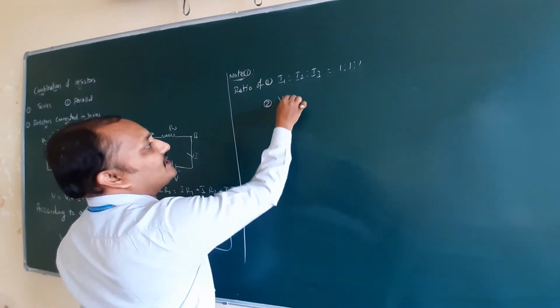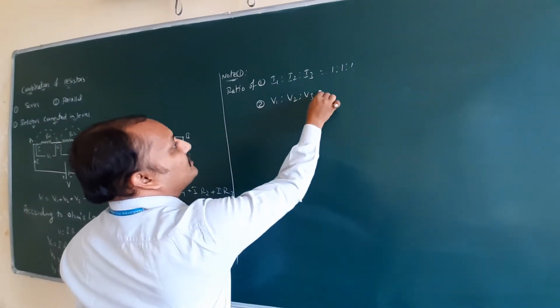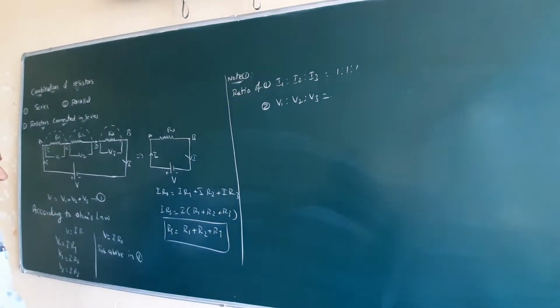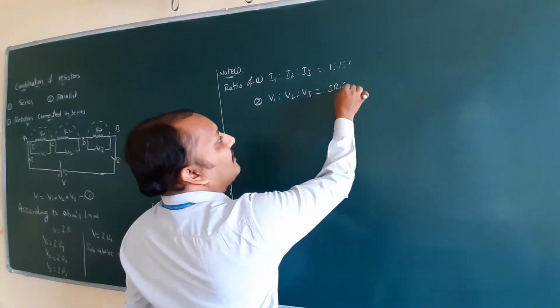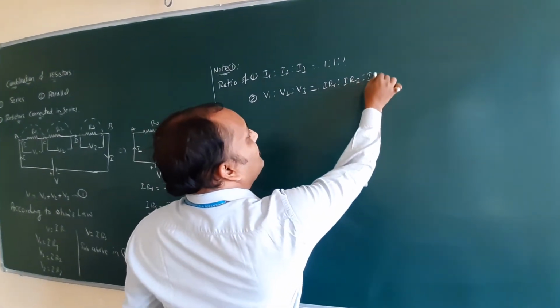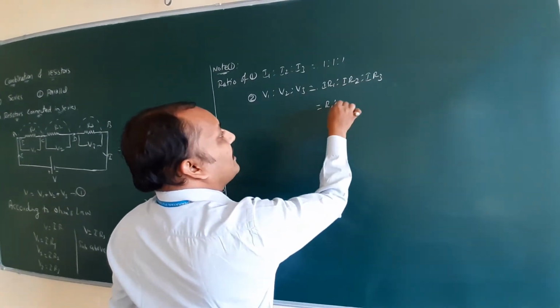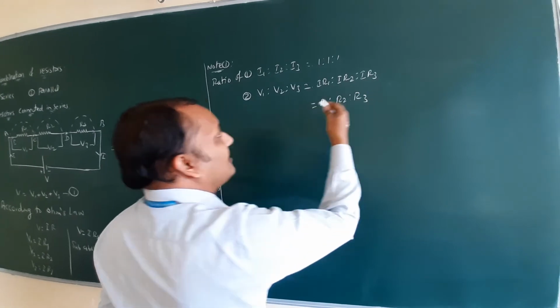Next, ratio of potentials. Potential means our potential difference. V1 is to V2 is to V3. What is V1? IR1. So IR1 is to IR2 is to IR3. Then what are you getting? R1 is to R2 is to R3.